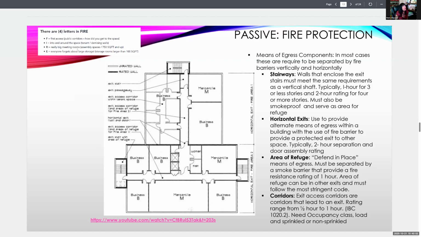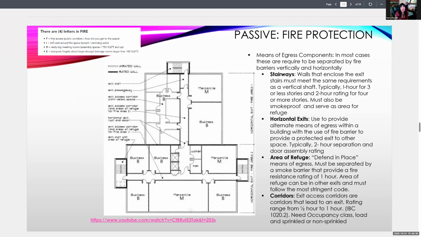R, really big meeting rooms. Assembly spaces over 750 square feet. Those are required to be also fire rated. And then E, everyone forgets about large storage rooms that are larger than 100 square feet. So these are little, like, just to know that, okay, these are going to be fire walls, or where you're going to put fire protection.